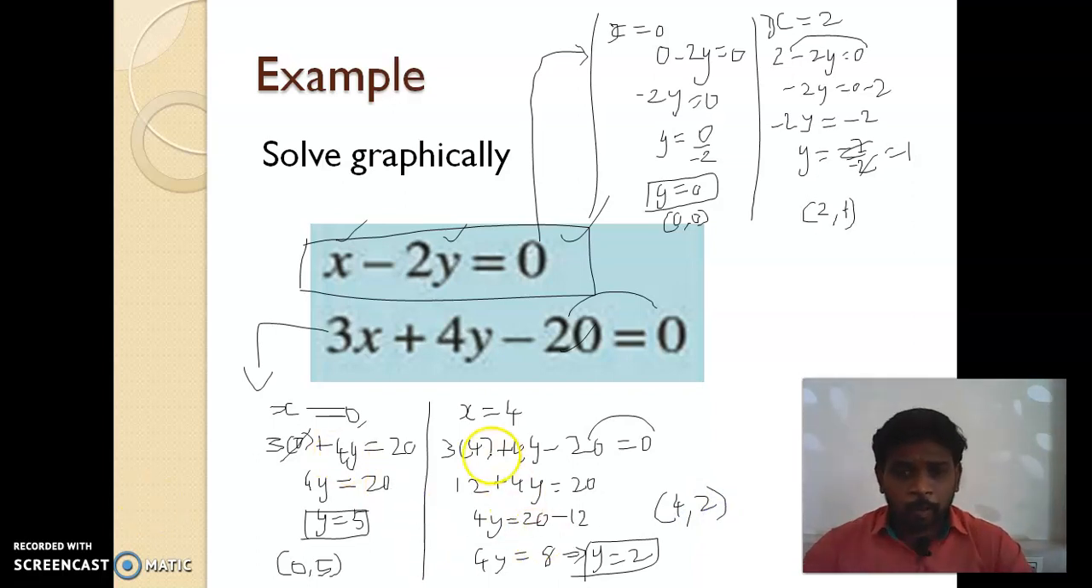Suppose instead of 4, if I put 6 here, what will happen? Here 3 twos are 6 will come, and 6 minus 20, so minus 14 will come.